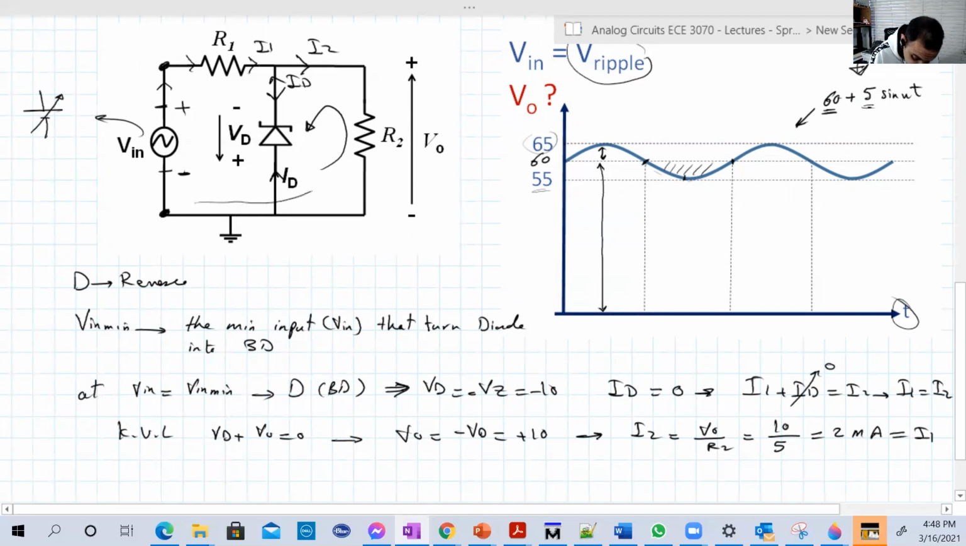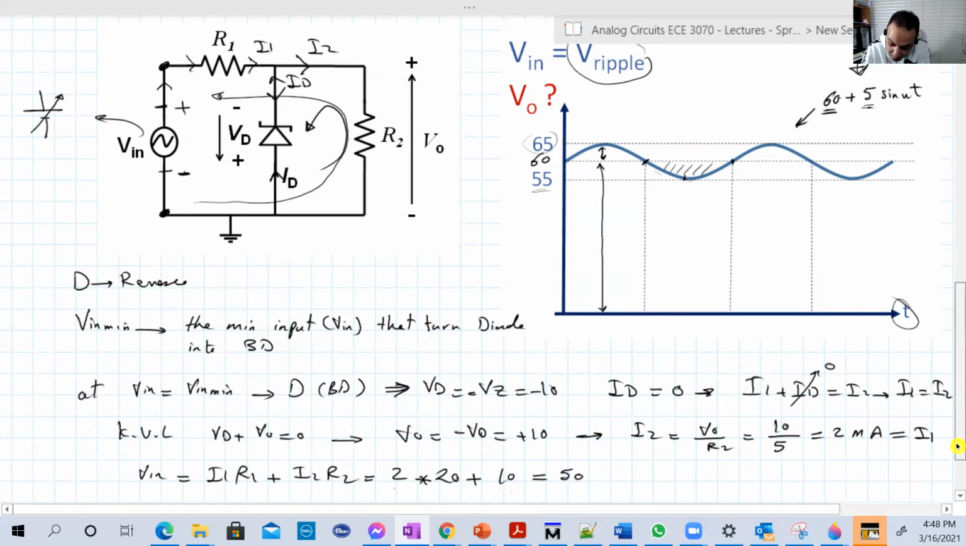Now we can write Kirchhoff's law in that bigger loop here. The input from this big loop is equal to I1 R1 plus I2 R2. I1 is 2 milliamperes, R1 is 20. I2 R2 is basically Vo, which is just 10. You don't need to calculate it again: 2 multiplied by 5 is 10, which is just Vo. So this will give you how much? 2 times 20 is basically 40. 40 plus 10 is 50.